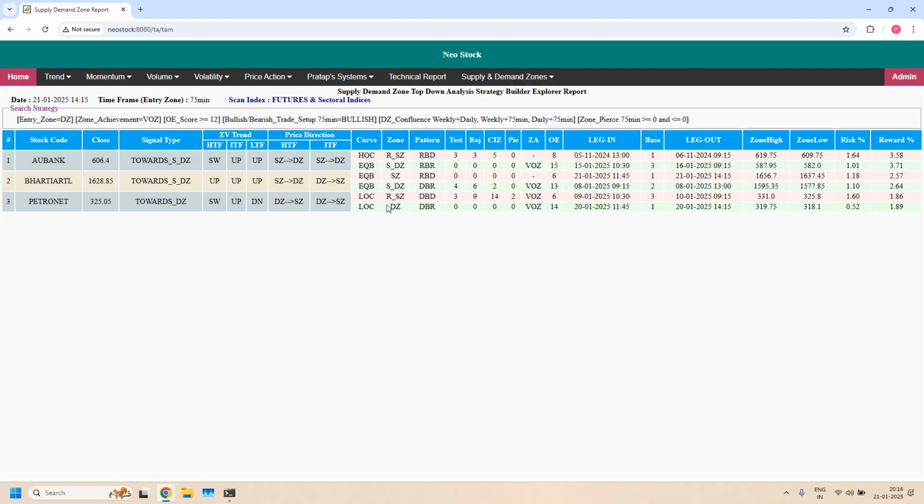In these 3 stocks, these daily demand zones are part of the weekly demand zone, and these 75 minute demand zones are part of the daily demand zone. Both together are part of the weekly demand zone. And the weekly trend is up only for one stock. If this stock has a weekly EMA, it is an even higher probability trade setup supported stock.